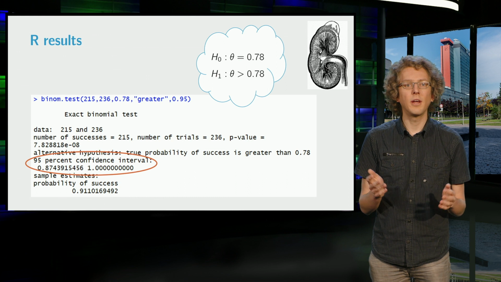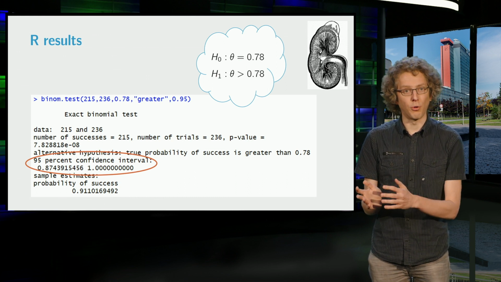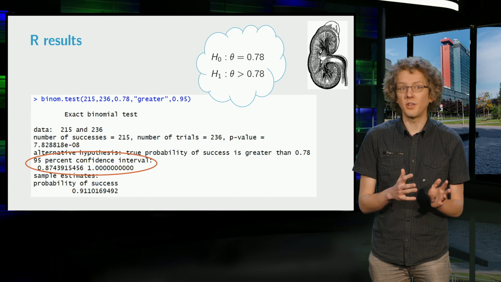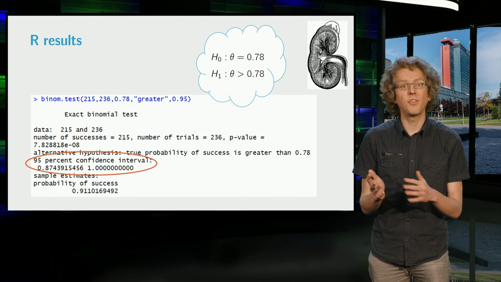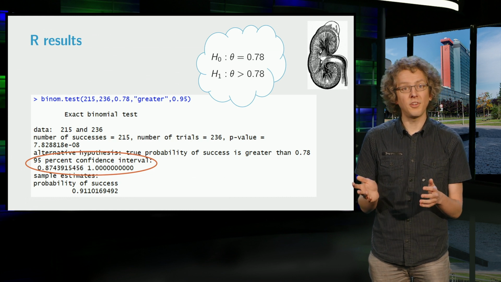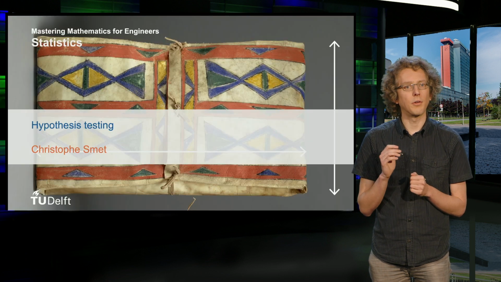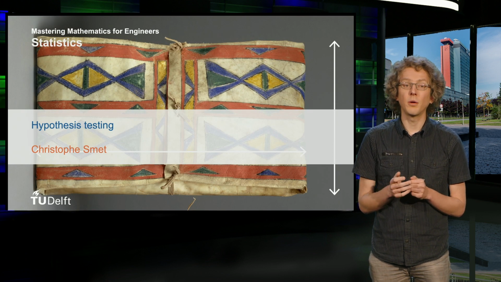Well, there you have it. This was our first hypothesis test. It was a test on a proportion, since the unknown value we tested for was the proportion theta of successful treatments. But we can test hypotheses on all kinds of parameters. You will encounter more of these tests during this week, both in the videos and in the exercises.